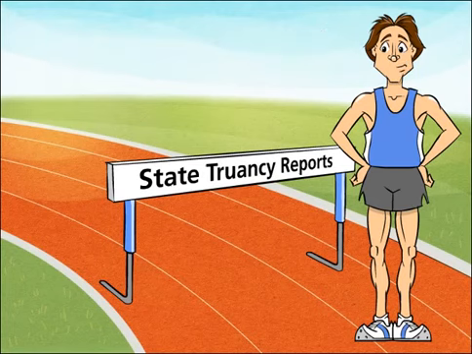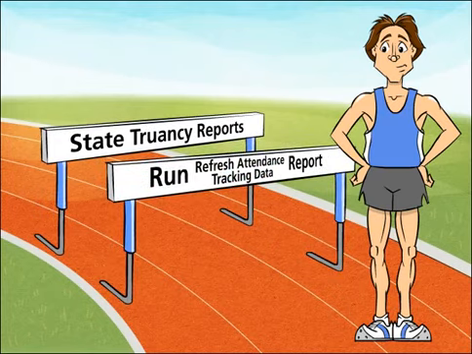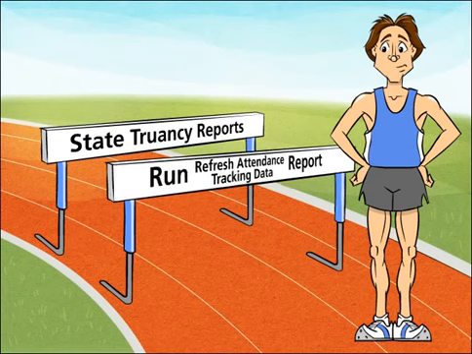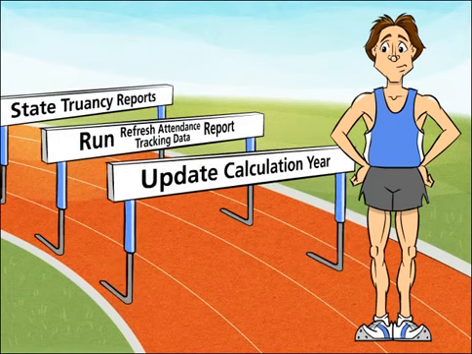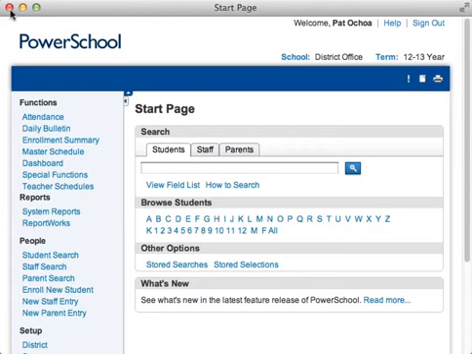You know the report in question is based on attendance tracking and notification, or ATN data. Typically, this means that the first step is to run the Refresh Attendance Tracking Data Report before running any other ATN reports or regulatory compliance reporting associated with truancy. However, since you will be extracting data for a previous school year, you must first update your calculation year. To ensure attendance records are updated for the previous school year, change the calculation year for Apple Grove High School.